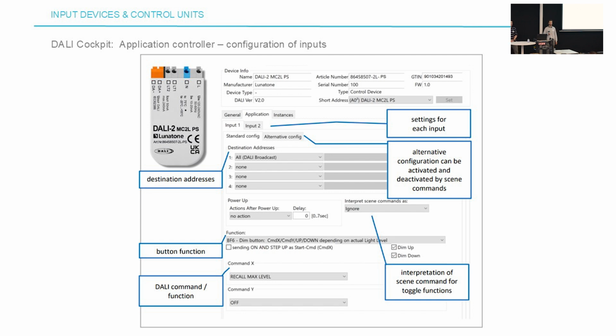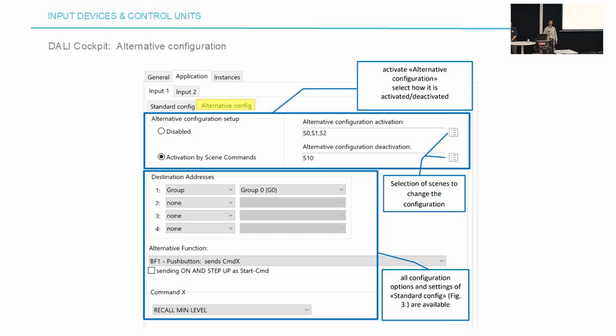These range from toggle buttons even to macros, and a nice feature of them is the alternative config. With the alternative config, you can give each button coupler more than one function. You recall it by a scene, and this is very useful when you don't want to install more hardware but want to do multiple things with it.